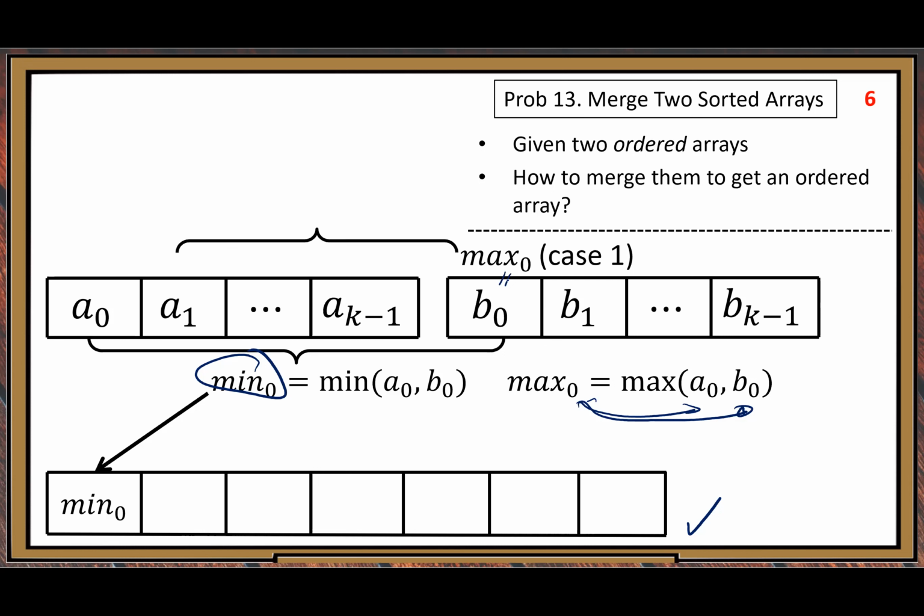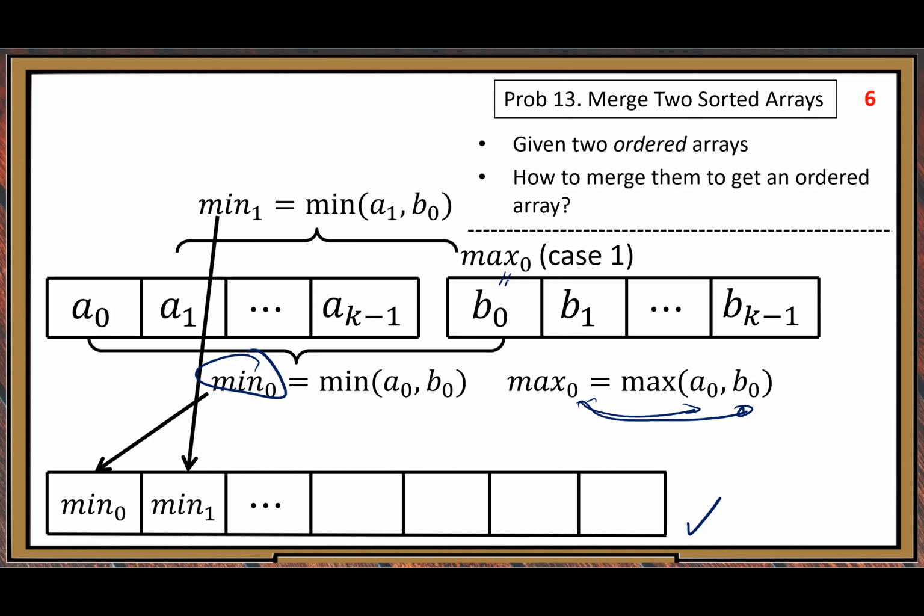Then our next comparison should be, we compare B0 and A1. This time, the smaller one, we denote it as min 1. This min 1 should be in the second location of the sorted array, right? So we can place it in place. So you can see after our second comparison, we put another element in place and so on.